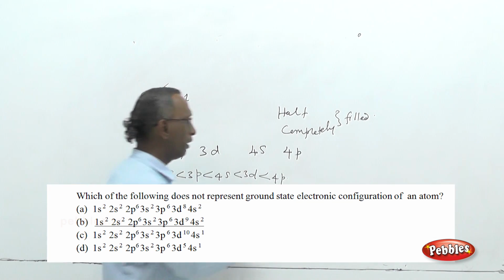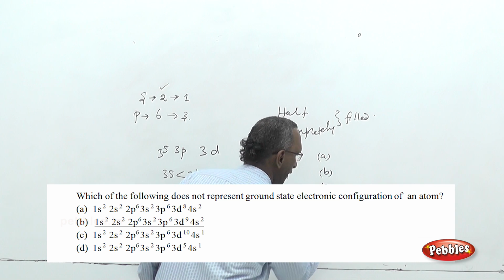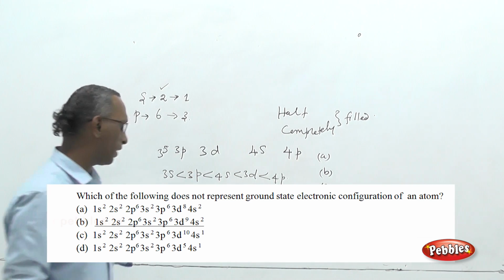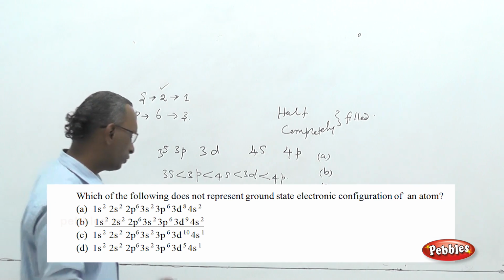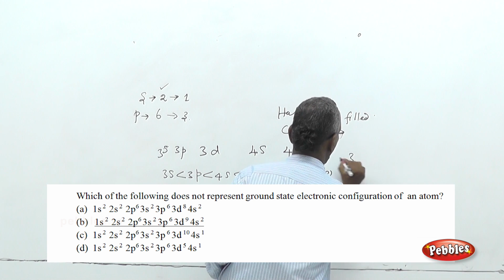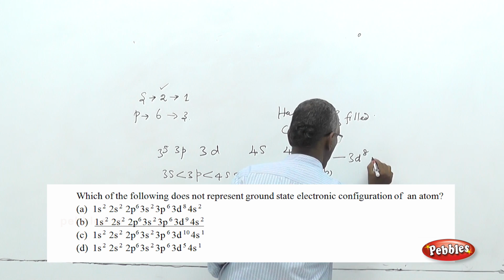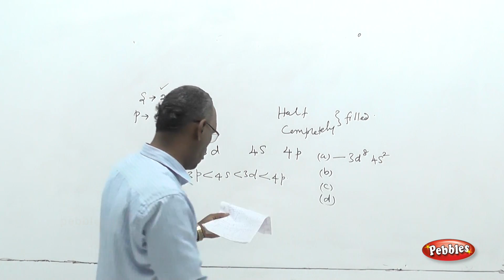So the 4 choices vary only in the valence configuration. Valence configuration means outermost configuration. 1, 2 are inner configuration. 3 and 4 are outer configuration. First choice, 3d8 and 4s2 it is reading.